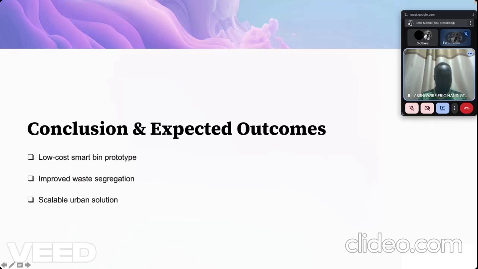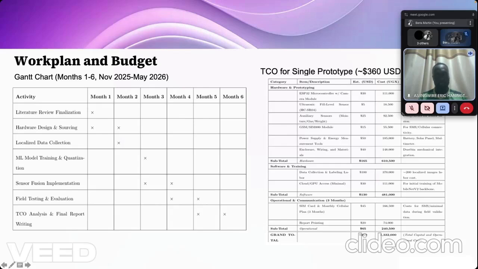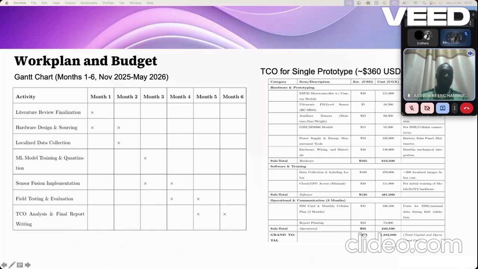And the conclusion, expected outcomes: we have a functional low-cost prototype that offers a scalable solution for improved urban waste segregation. And our estimated budget, which is on the next slide, for a single prototype will be approximately 360 US dollars. And with that, that concludes our presentation for our smart dustbin.